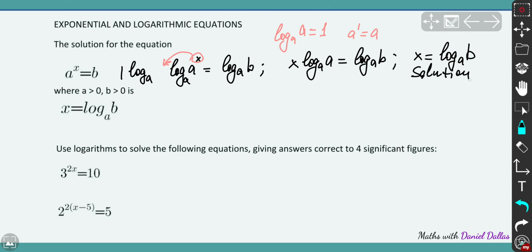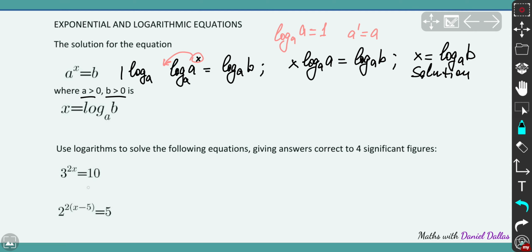So that's normally how we can resolve an exponential equation into a logarithmic solution. Make sure you remember that a is more than 0 and b is more than 0 as well. If you're not sure about that, just watch my previous video dedicated to logs. You can find it in the playlist, where I explain why that is so. Let's go through several examples. Use logarithm to solve the following equations and give your answer correct to 4 significant figures. Try to do it on your own, and let's get started.